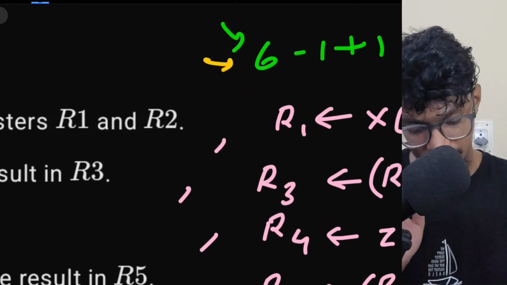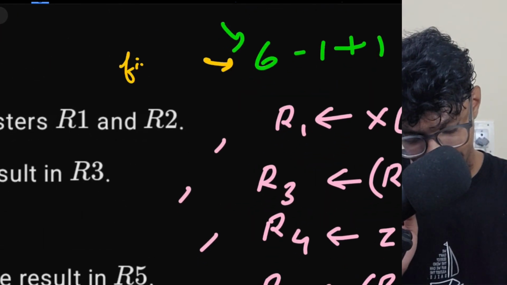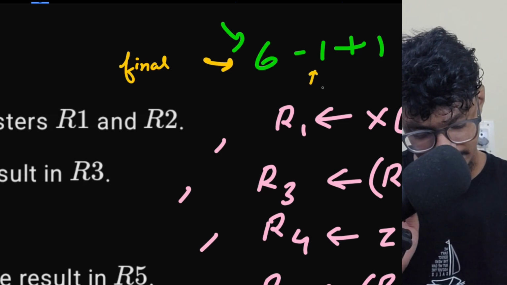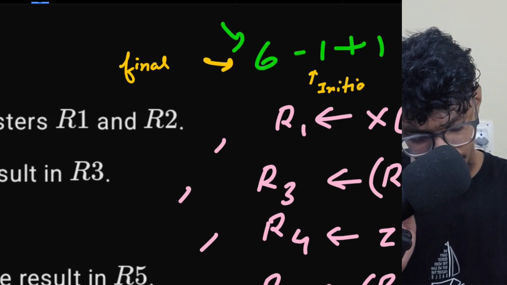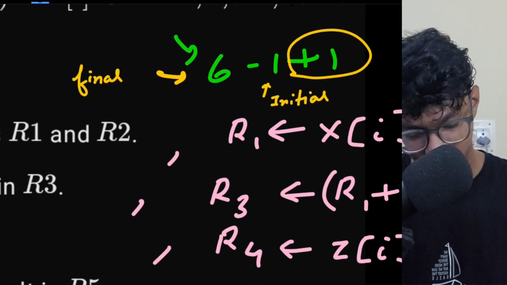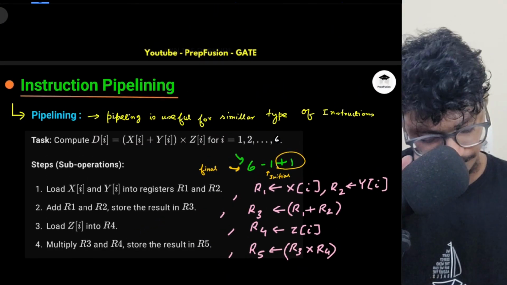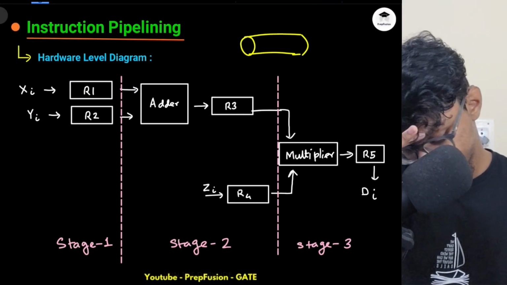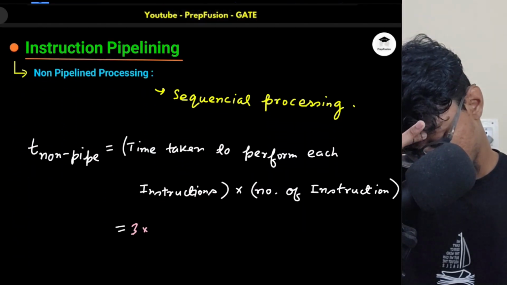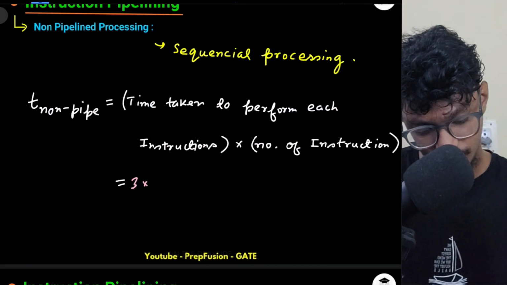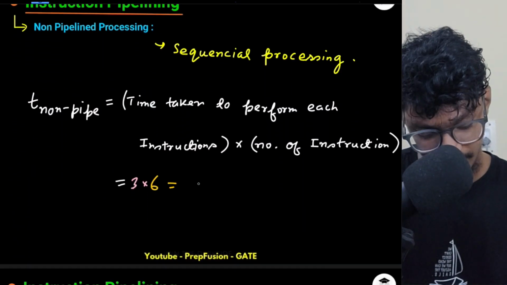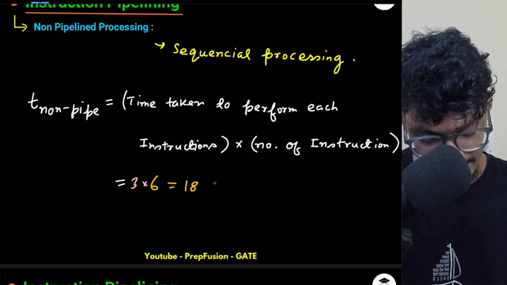This is final. This is initial. And this plus 1 will be constant. This plus 1 will always be there. This calculates the number of elements between 2 numbers. So this actually becomes 6. Total 6 is the number of instructions I have. So it will be total 18 cycles.